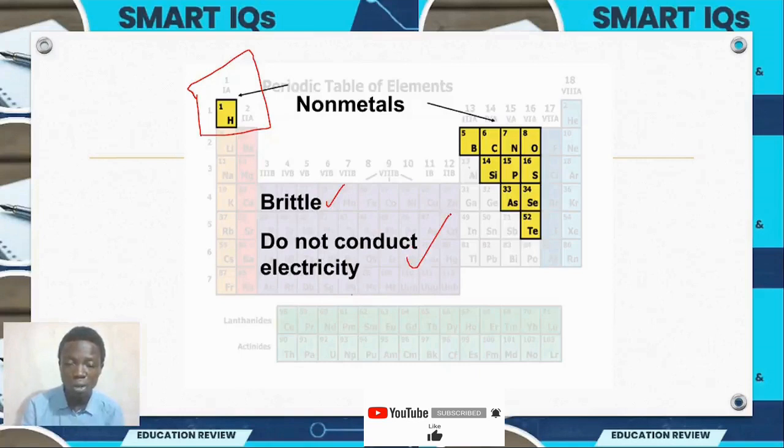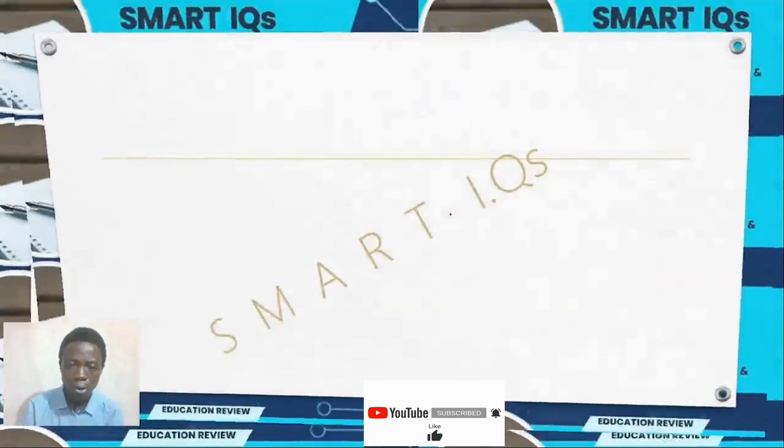Non-metals do not conduct electricity. They do not allow the passage of electricity. Are we together? Good.